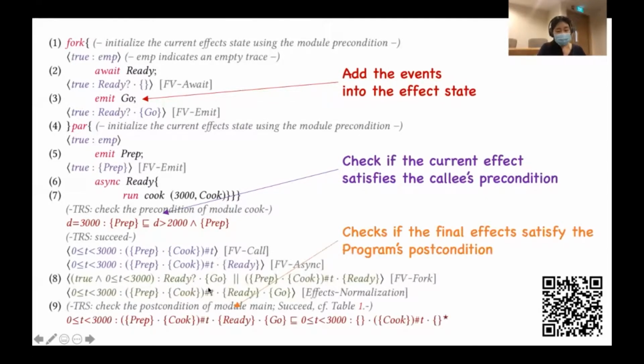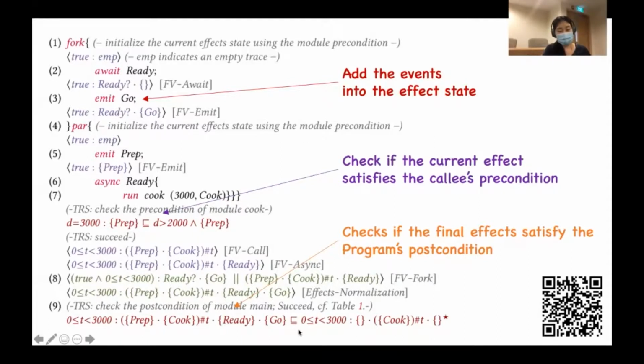Then after some normalization operations, at the end of the verification, we want to check whether the final effects satisfy the program's postcondition or not. So on the left-hand side, this part is the effects we generated from this inference. And the right-hand side part is the postcondition we specified for the program. Then we want to check the inclusion relationship between these two timed effects.